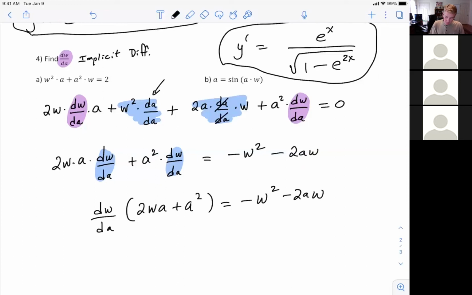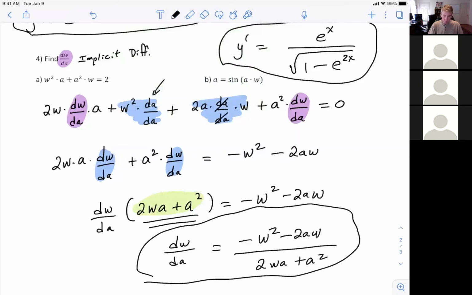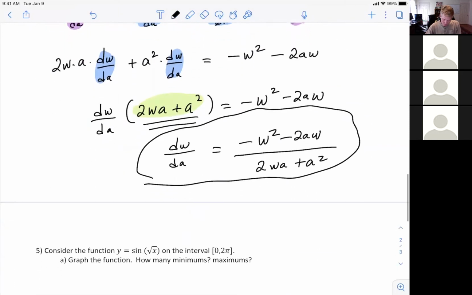And then the last step is divide both sides by this 2WA plus A squared. So dWdA equals negative W squared minus 2AW, and then divide both sides by 2WA plus A squared. And then that one is finished.